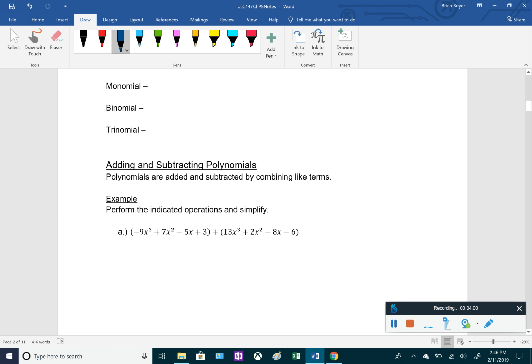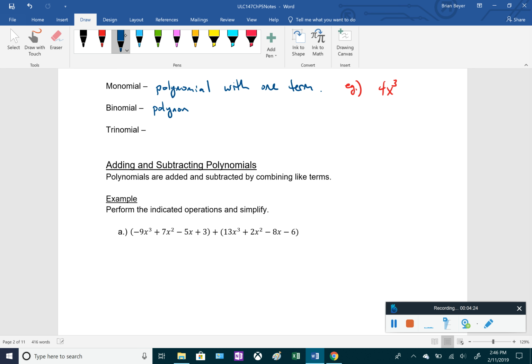Okay, for the next three little definitions here, the first one is a monomial. A monomial is a polynomial with one term. So that would be something like 4x cubed, which is a monomial because it just has that one term there.